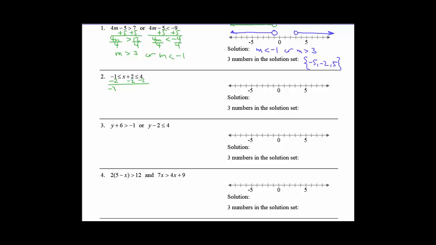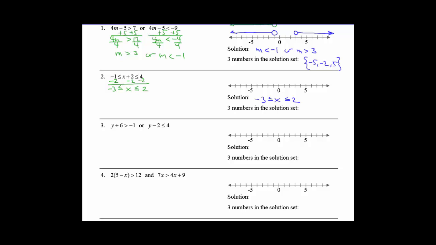Negative 1 minus 2 is negative 3. I have the symbol less than or equal to, x less than or equal to, and then 4 minus 2 is 2. So that actually is a statement of the solution. I can write that in right now. The solution is negative 3 is less than or equal to x, which is less than or equal to 2.